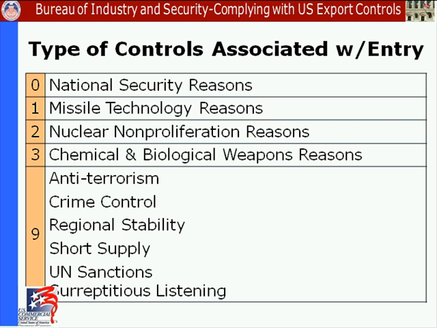The different types of controls we have, and this will become more apparent when we look at the CCL. The national security reasons, missile technology reasons, nuclear non-proliferation reasons, chem bioweapons reasons, and then there are within the 9XX series of controls, anti-terrorism, crime control. You'll find regional stability, short supply, UN sanctions, and surreptitious listening for some of the telecom listings.